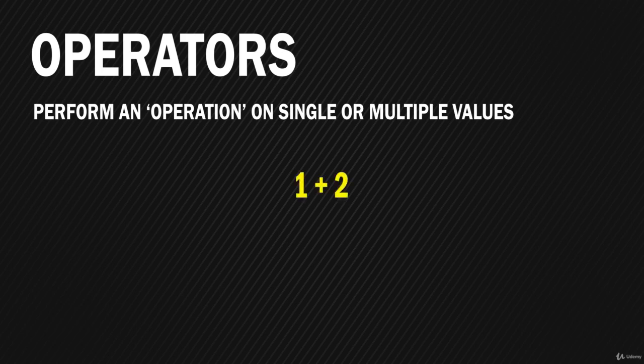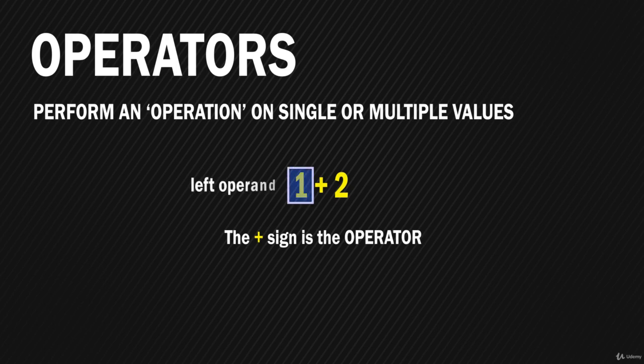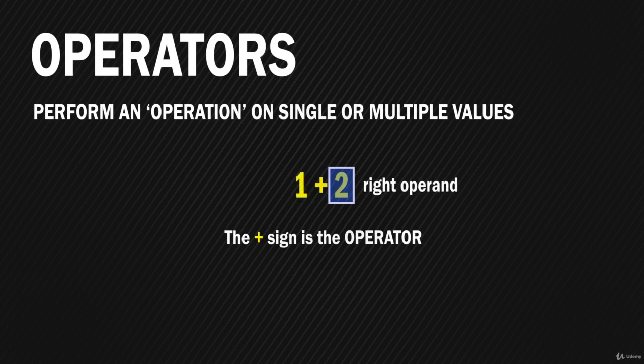Let's look at the example 1 plus 2. That plus sign is the operator. I told you you would know what the operator is already. And in programming languages, the 1 is referred to as the left operand and the 2 is referred to as the right operand. And in this case, because there are two operands, that plus sign is known as a binary operator. But anyway, we'll get into that shortly.